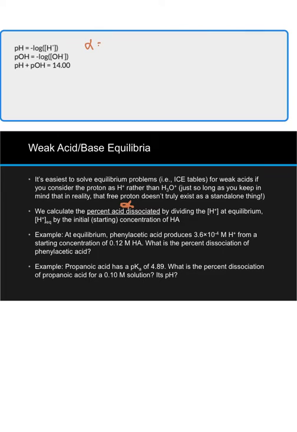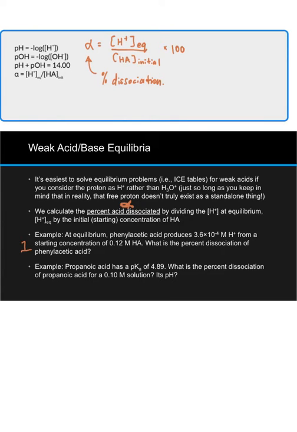Alpha, the percent dissociation, for a weak acid is equal to the concentration of H plus at equilibrium divided by the initial concentration of our intact molecular acid multiplied by 100 to give us a percentage. So this alpha is percent dissociation. It tells us what fraction of our weak acid of molecular form HA dissociated, broke up into H plus cations or A minus anions. So now that we've got a new equation, let's use it in a few examples.